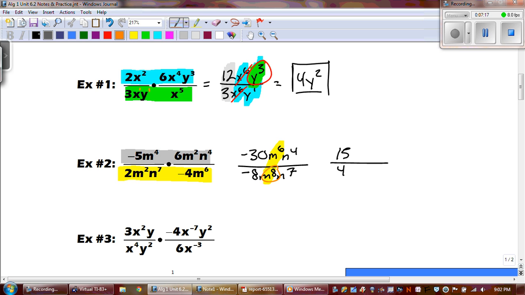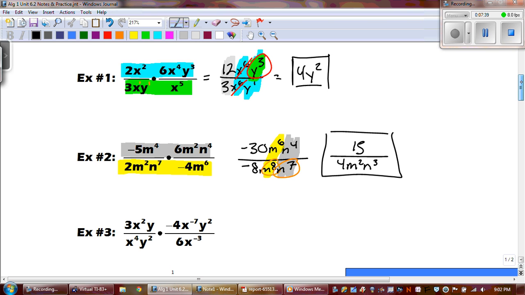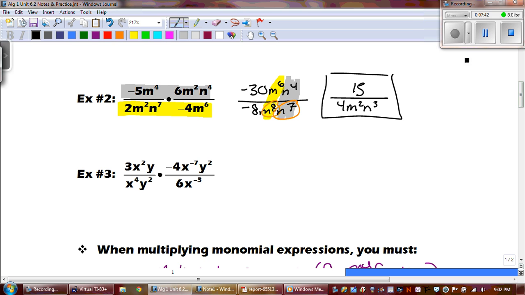Okay, the bottom wins, and the bottom wins by 2. And now who wins with the n's, the top or the bottom? The bottom, and the bottom wins by 3. Okay, so I'm just going to move my 15 so it's in the middle. And so I have 15 over 4m squared n cubed. And there we go. Okay, so we multiply first and then reduce. Guys, even when we have negative numbers, they might cancel out.